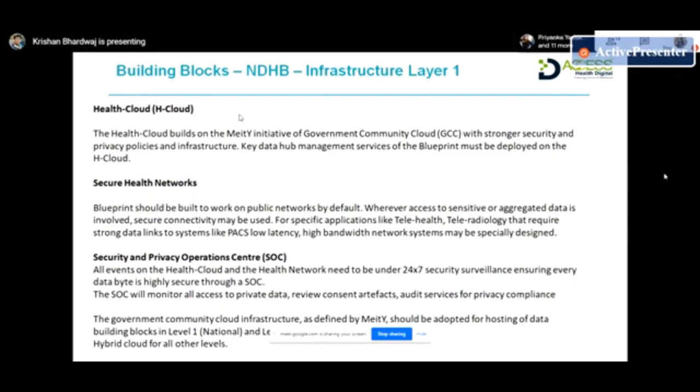Then, secure health networks. Ultimately, whenever access to the aggregated data is required, you are connecting to the different entities, provider systems, for example their EMRs, and aggregating the records. So you need a secure VPN channel. You should have a gateway server at each hospital, for example. The traffic between the EHR repository and the provider system should be secure and well encrypted. So it should not be the general internet.